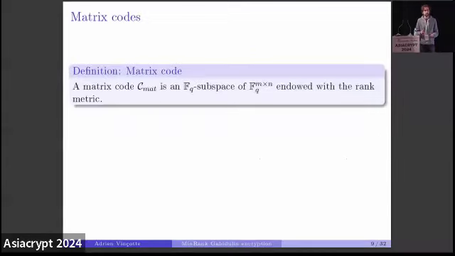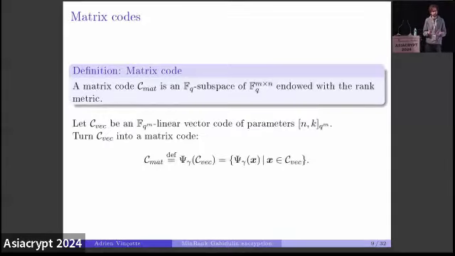So, a matrix code is just an F_q vector subspace of matrices with coefficients in F_q that we endow with the rank metric. The rank metric of a matrix is just its rank. And thanks to the application psi_gamma, we can turn a vector code into a matrix code, only by considering the image of a vector code by the application psi_gamma.